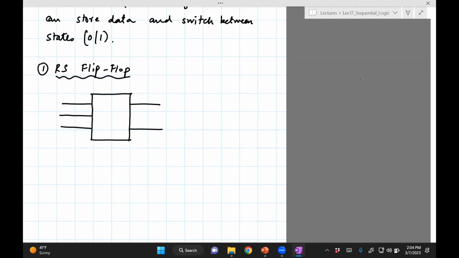Okay, so let us look at the inputs. The things on the left are the inputs. So we have an S input, an R input. And then the middle one is the clock. Okay, and then on the right side, we have the outputs. One of the outputs is, I'll call that Q, and the other one is Q bar. So it's the complement of Q.